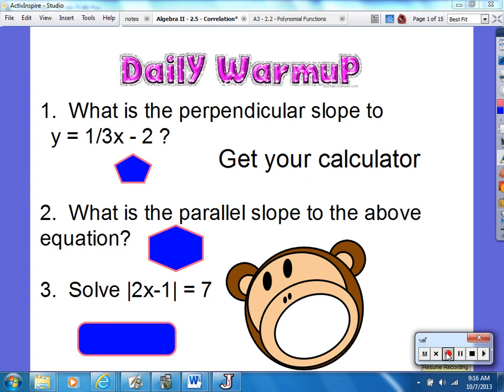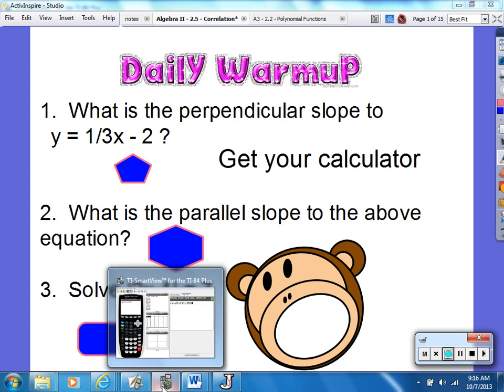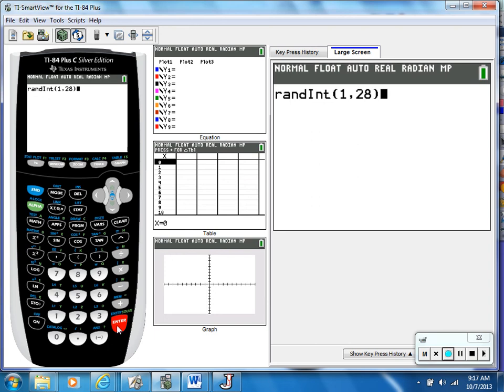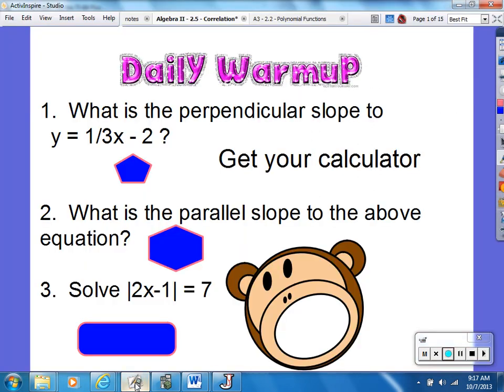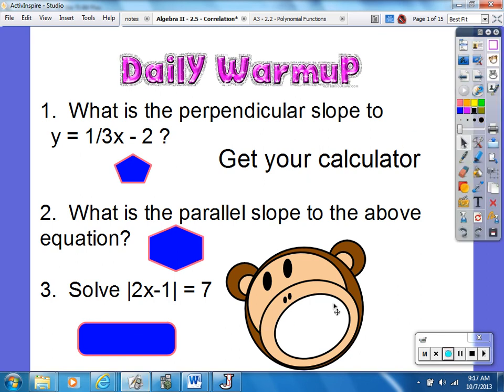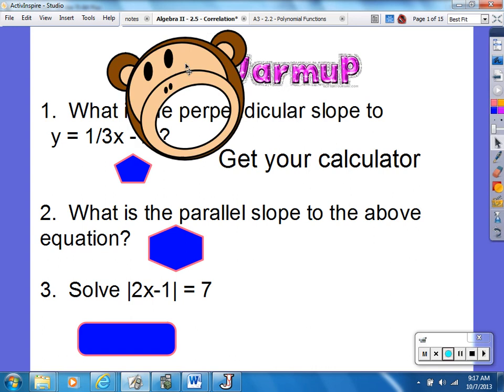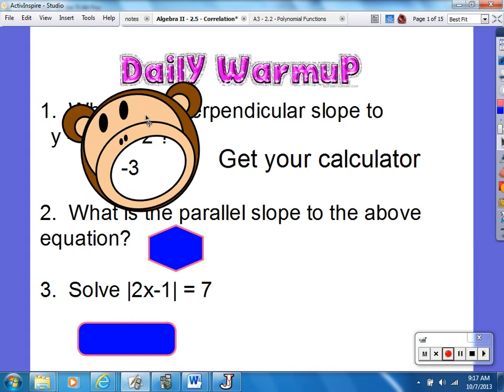So here we have our 3 lovely warm-up problems, and we are going to randomly select one of you based on your calculator number to give us the answers. So the very first person we are selecting today is number 22. Who's number 22? Lovely. What did you get for the first answer? -3. That is correct. Very good.